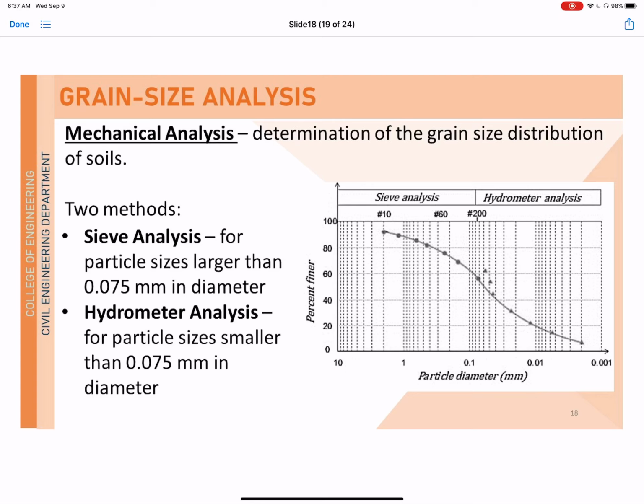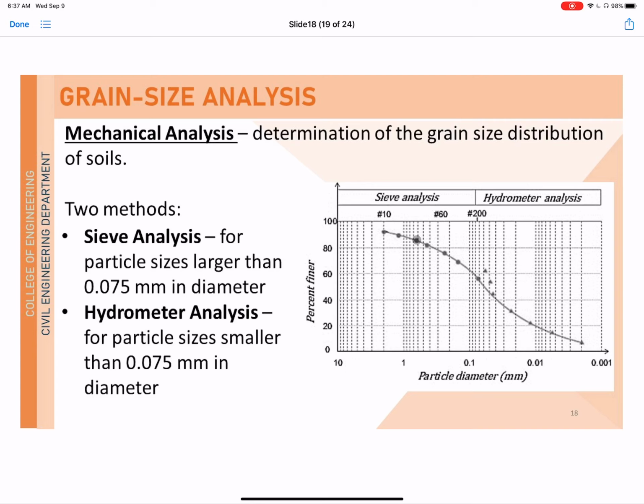This is a relation between the particle diameter. The graph shows the relation of the particle diameter versus the percentage finer, or percentage passing. Sometimes you see the word percentage finer, or sometimes it is percentage passing. Okay, there are two divisions here. This part shows results of a sieve analysis, and this part shows results of hydrometer analysis. So meaning to say, you can combine the results of these two analysis methods.